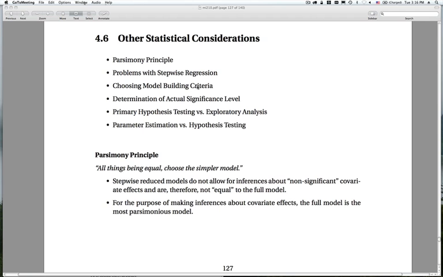There are a few other statistical considerations. I'm going to take a glance at the questions that came up during the covariate methods and see if we can answer a few of those.